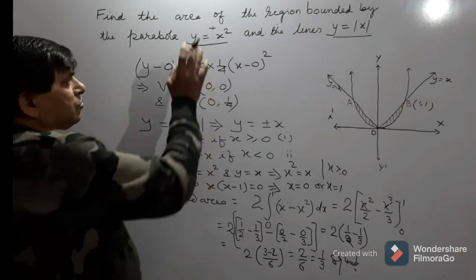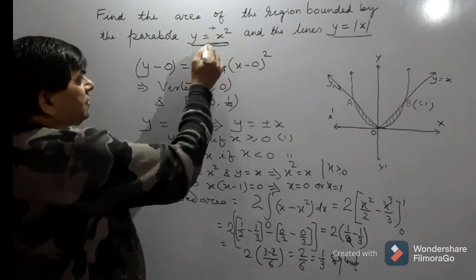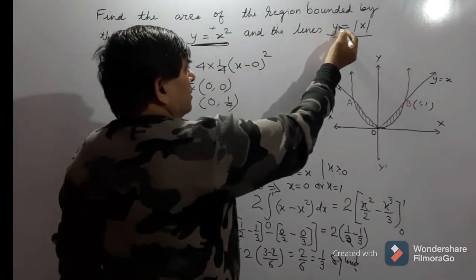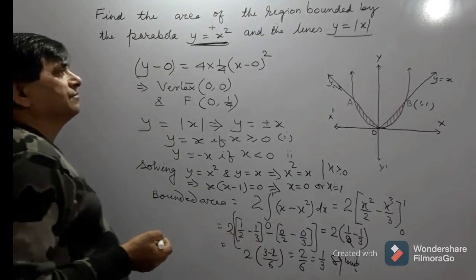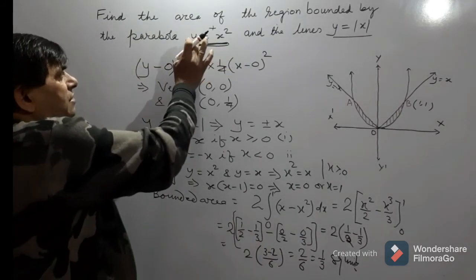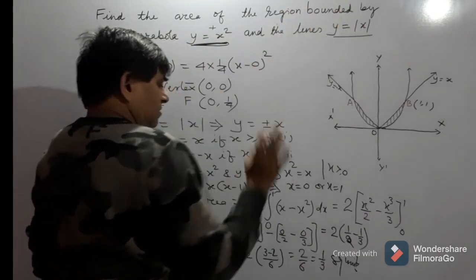So this question: bounded area by the parabola y is equal to x square and y is equal to modulus of x.